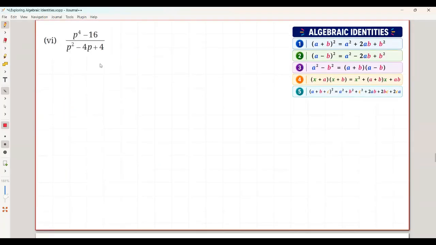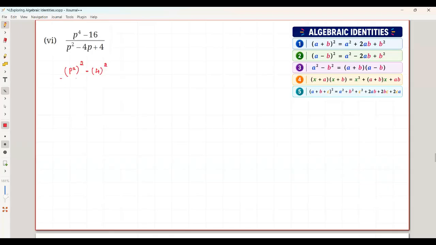Now the sixth one. For this we can use the identity. p power 4 and 16, both are perfect square numbers. I can use it. The numerator can be written in a square minus b square format. I have to split. A square means we can write this as p square the whole square, you'll be getting p power 4, minus 16, I can write it as 4 the whole square. Now this is in the form of a square minus b square.